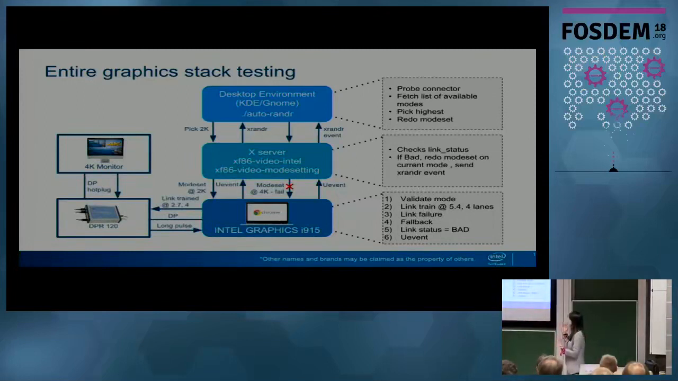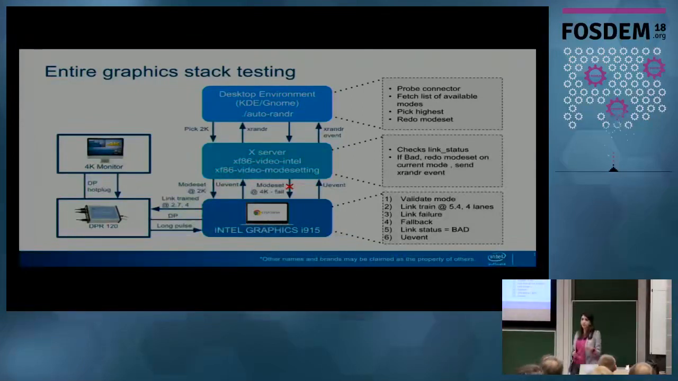So first it sends the long pulse, it requests a specific mode. The kernel at that point is going to validate the mode, link train at a certain rate. Once it fails, it's going to fall back, set the link status property to bad, and send the uevent. At that time, we did make changes to both the xf86-video-intel and the modesetting driver to actually handle this newly introduced property.